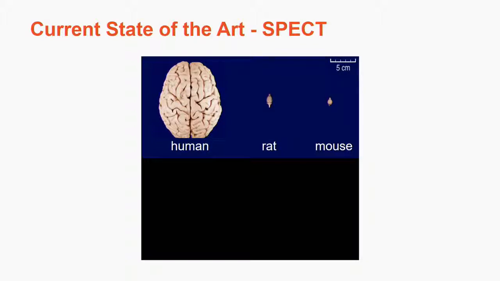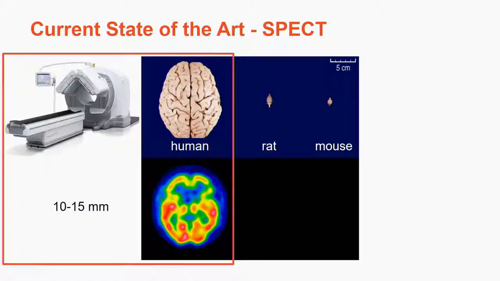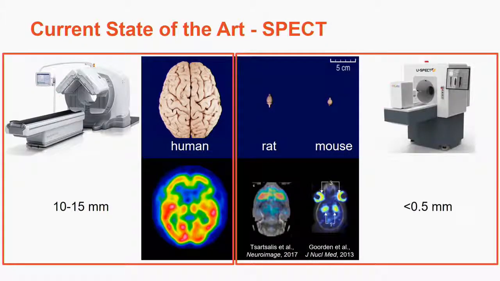Looking at the same thing with SPECT, with human SPECT, current commercial SPECT systems, we can get about 10 to 15 millimetres spatial resolution and get images that look a bit like this. We actually do a little better in the preclinical domain with SPECT. We can get down to spatial resolutions well below 1 millimetre with current state-of-the-art preclinical SPECT systems. And we'll have a little look in a moment as to why that is.